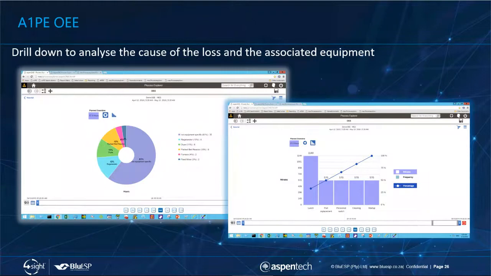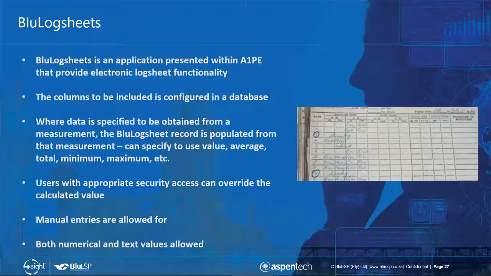Right, so this concludes the discussion of downtime and OEE. Now we're going to give a quick overview of Blue Log Sheets, which is an electronic log sheet application. We all know this kind of log sheet where people have written, often in illegible handwriting. And I think many of us have been in the control room on shift where the operator sits and, say at 8:30, he says, oh, I should have logged all the values at 8. And then he just guessed what the values were going to be.